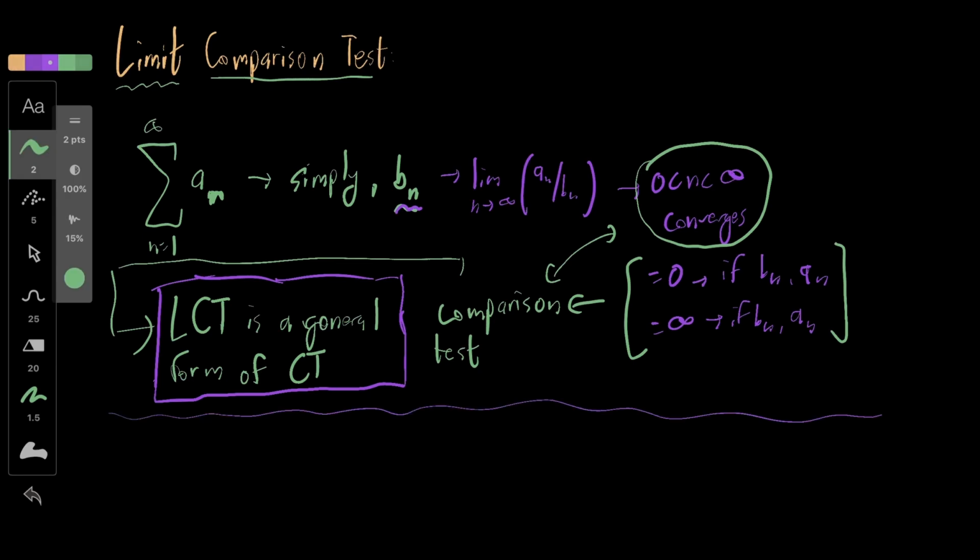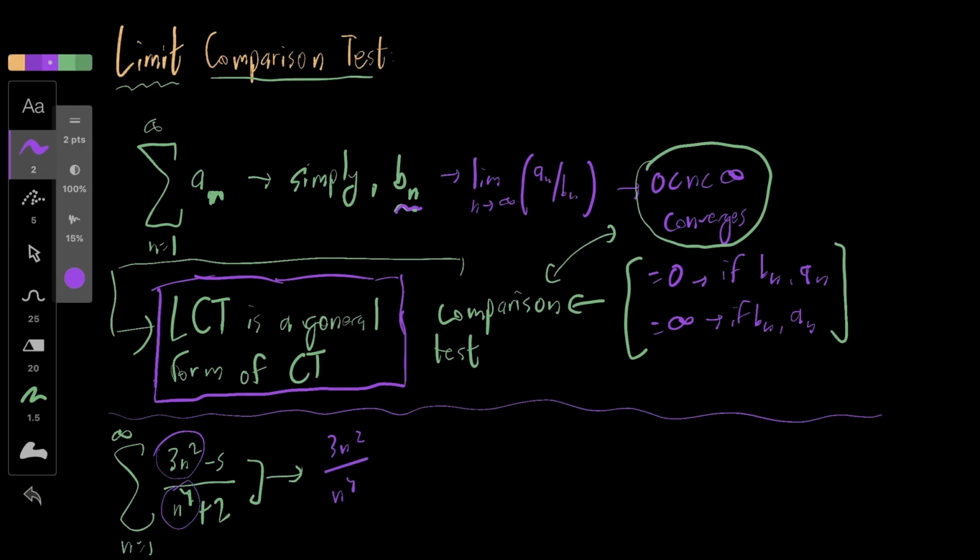So, let's have this series over here. N equals 1 to infinity of (3n squared minus 5) over (n to the 4th plus 2). Now, when simplifying these types of rational functions, let's look at the dominant terms, or the highest degree terms of these polynomials. So we'll get 3n squared over n to the 4th, or 3 over n squared.